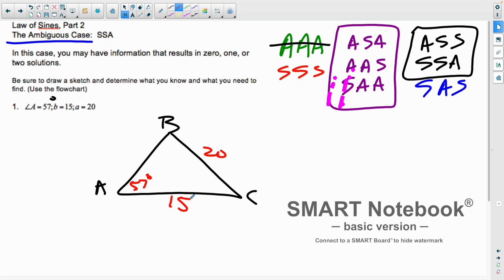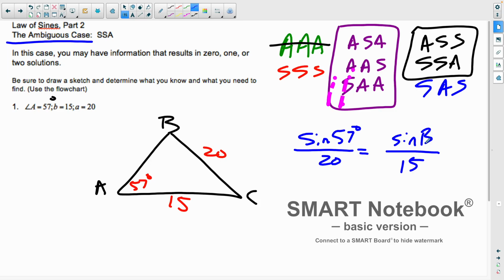Now, I'm going to start. The only thing I can really do here is sine of 57 over 20, and I'm going to use 15 here, which means what has to be on top over here? Big B. The sine of the angle B. That's really the only pieces that I have. Everybody okay with that? Again, we're going to do it the same way that we've done. We're going to cross multiply and divide and solve it that way. So 15 sine of 57 equals 20 sine of B, and then I'm going to end up dividing by 20.